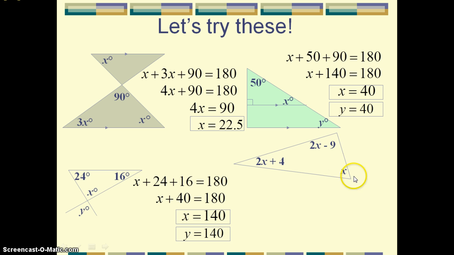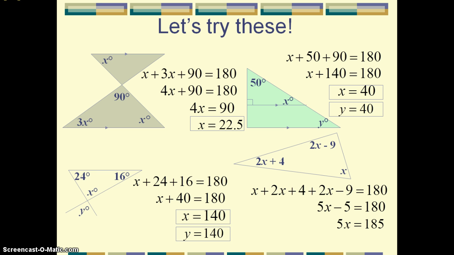And then our final one. We have all three angles labeled with an expression. We just need to set up an equation to solve for x. So we add up all three of those and set it equal to 180. We combine like terms, add 5 to both sides, and divide by 5 to get x is equal to 37.